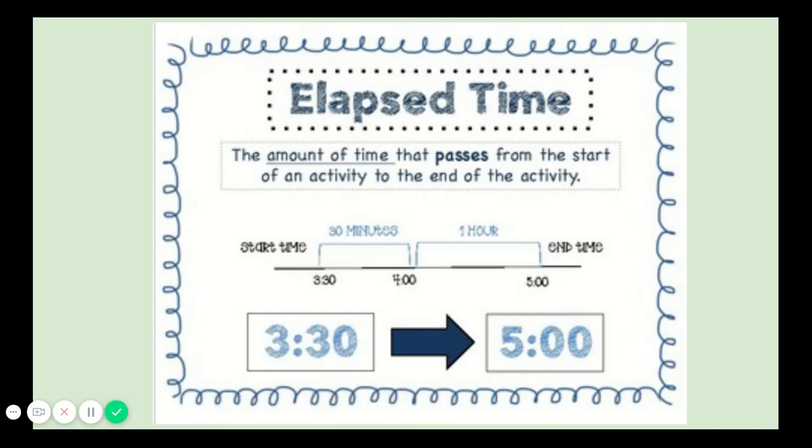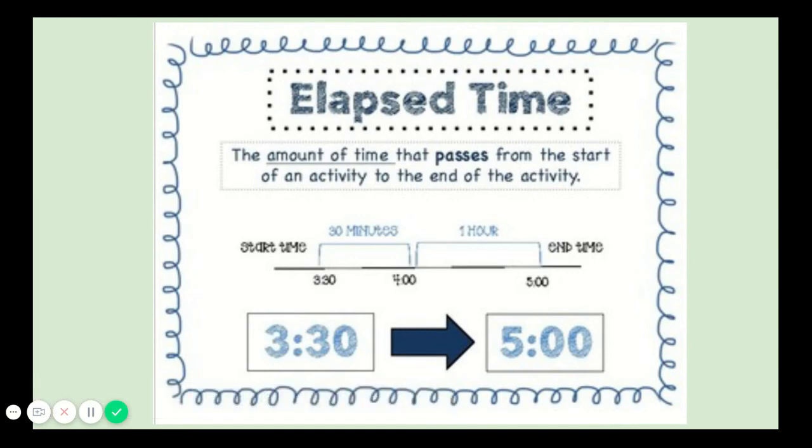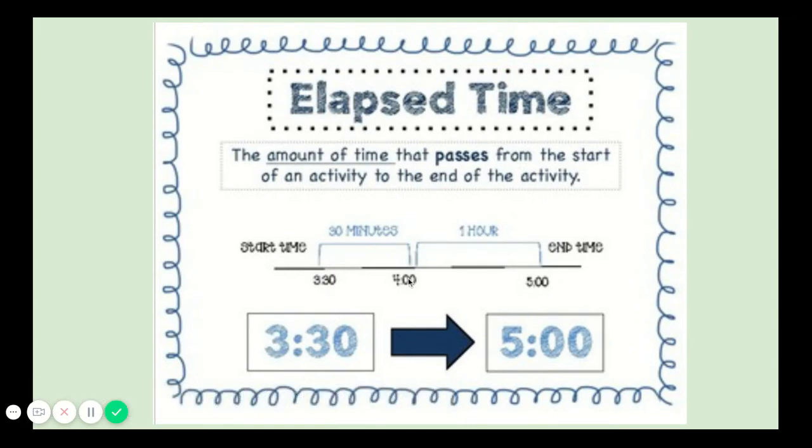In 3rd grade, you will study all about elapsed time. So we're going to practice a little bit right now so you will be ready. Elapsed time means the amount of time that passes from the start of an activity to the end of an activity. If I start my homework at 3:30 and finish at 5 o'clock, I can calculate the elapsed time. The amount of time from 3:30 until 4 o'clock is 30 minutes. From 4 o'clock to 5 o'clock is 1 hour or 60 minutes. So the elapsed time is 1 hour, 30 minutes.